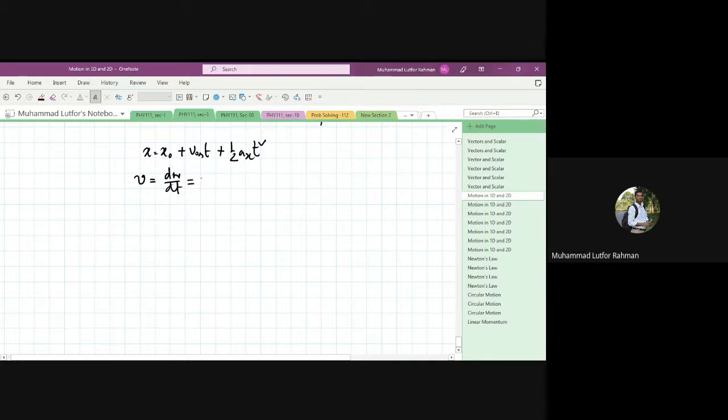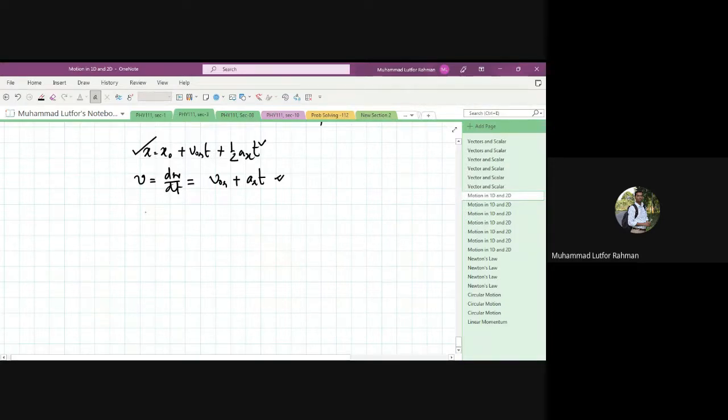Then this velocity would be, since x naught is a constant, its derivative is 0. Then v naught x plus a x t, because if you take the derivative of t square, it becomes 2t, and the 2 and the half cancel out. I'll find a x t. That means this velocity function depends on t. If you change the time, the velocity changes. So the particle is not moving at a constant velocity. Velocity will change with respect to time.